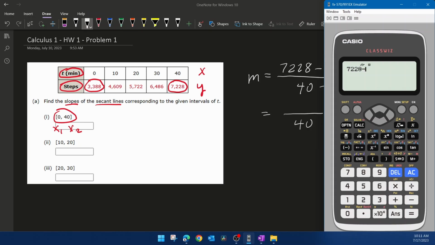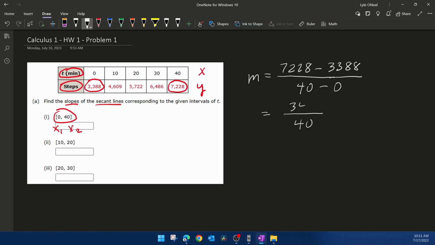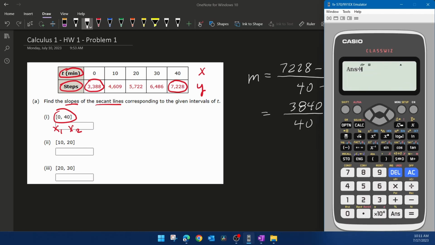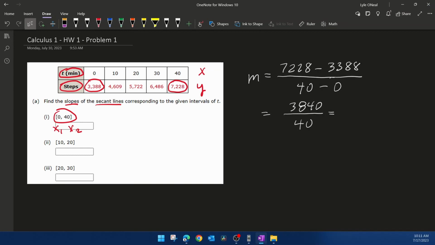7228 minus 3388 is 3840. Divided by 40 is going to give us 96. Now that is 96 steps per minute, and that's what's going to go in our first box.